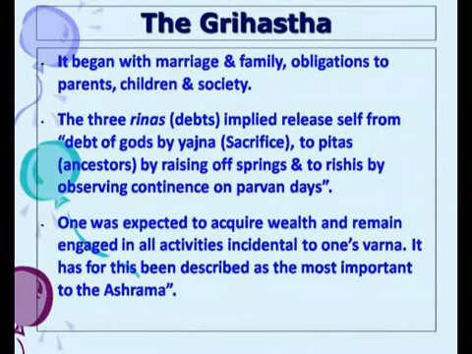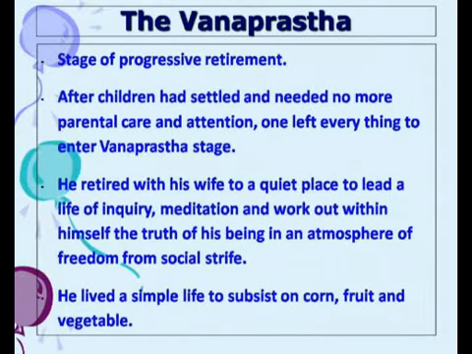Now, the second ashram is the grihastha ashram. It begins with the marriage of a novice and with his consequent family responsibilities. Then comes the vanaprastha ashram. It is the stage of progressive retirement. After the children had got settled and needed no parental care and attention, one left everything to the care of his son and entered upon the Vanaprastha stage.